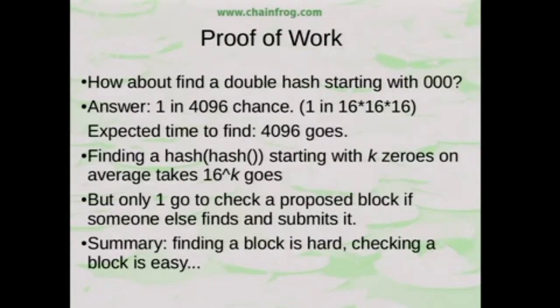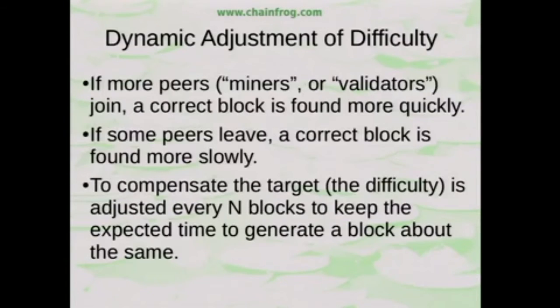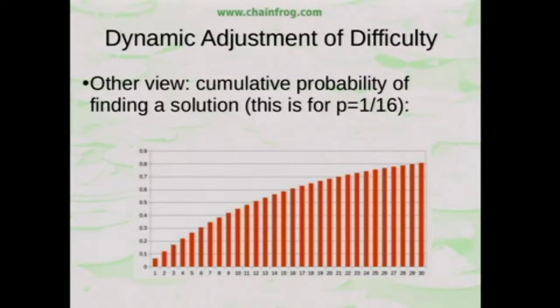There's one other thing I want to discuss. Maybe I've gone past it already. No, it's okay. So one thing to realize here is that it's a probability of finding a block. On average, you're going to find a block in 10 minutes, but it could take you a second if you're really lucky. If you're really unlucky, it could take you a couple of hours. But on average, over time, it's going to take 10 minutes.